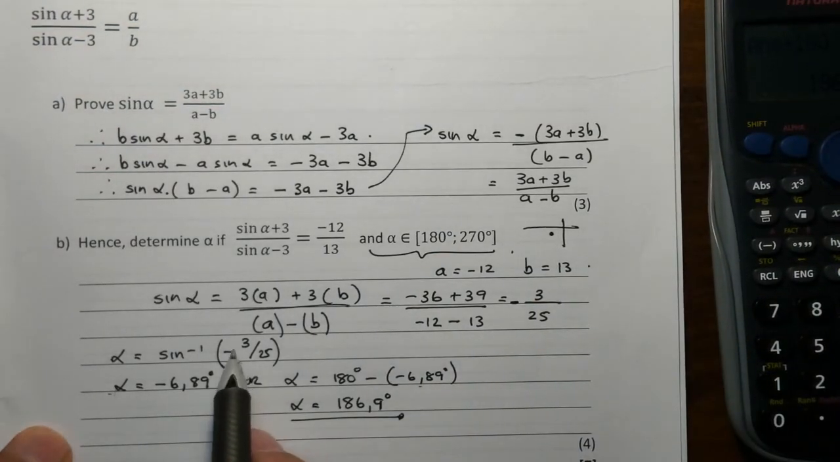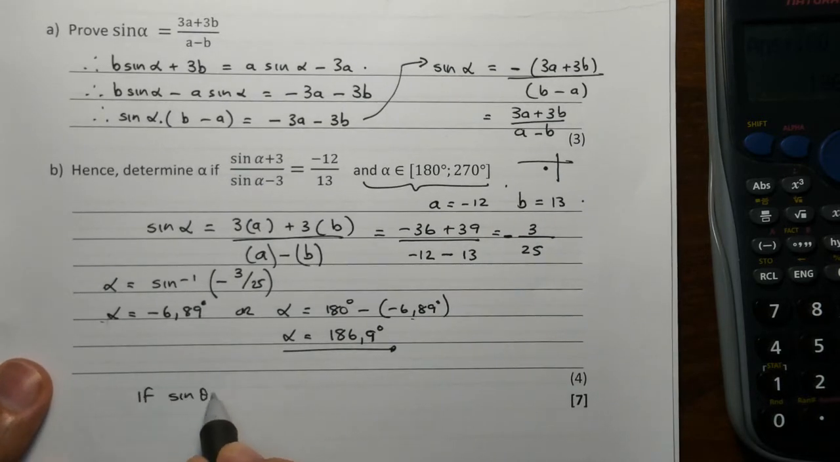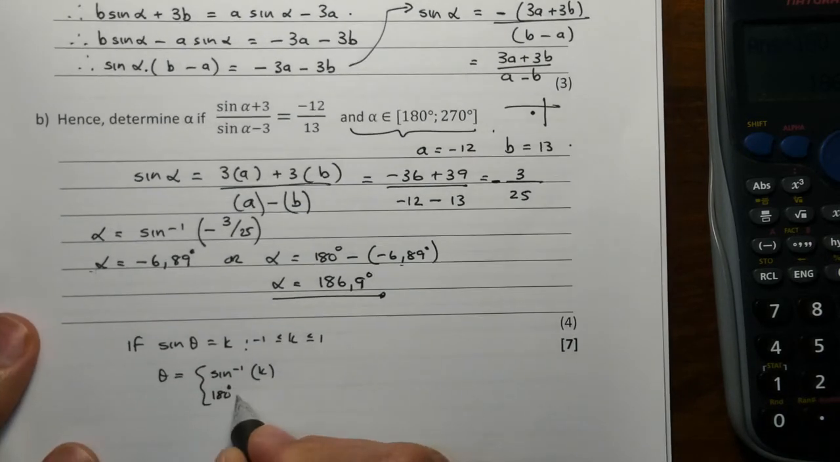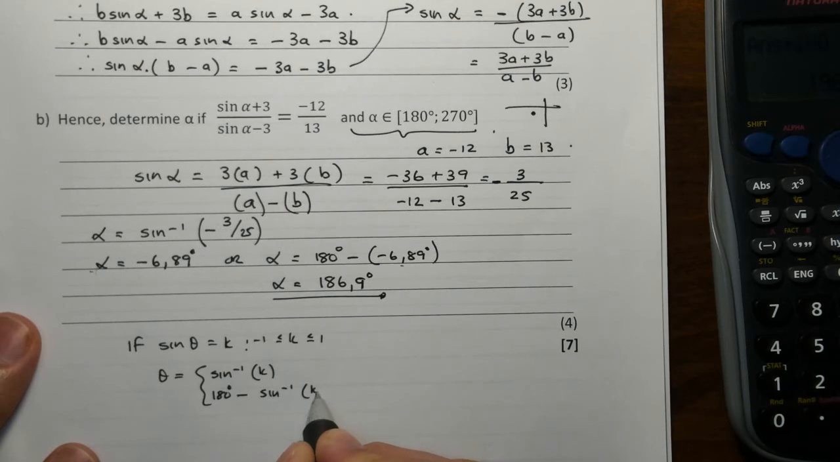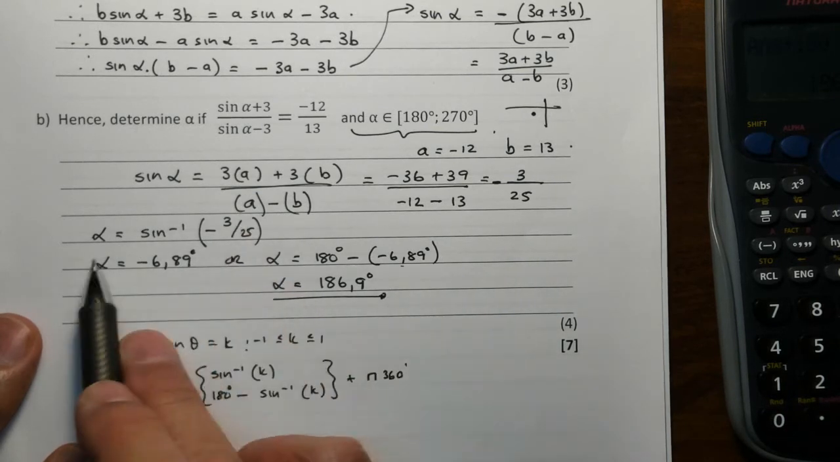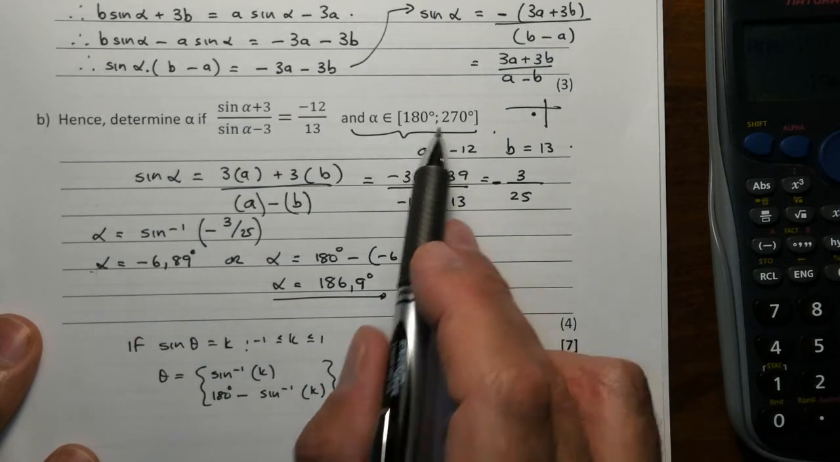Now what did I do from there to get to here? Remember, your definition says if the sine of theta is equal to k, and clearly that k lies between minus 1 and 1, which is what it does here, then theta will be twofold. It will be the inverse sine of k, or 180 degrees minus the inverse sine of k, and then plus multiples of the period for sine. That's the only thing I did here. I applied my definition. I didn't make it a general solution because it's over that domain.